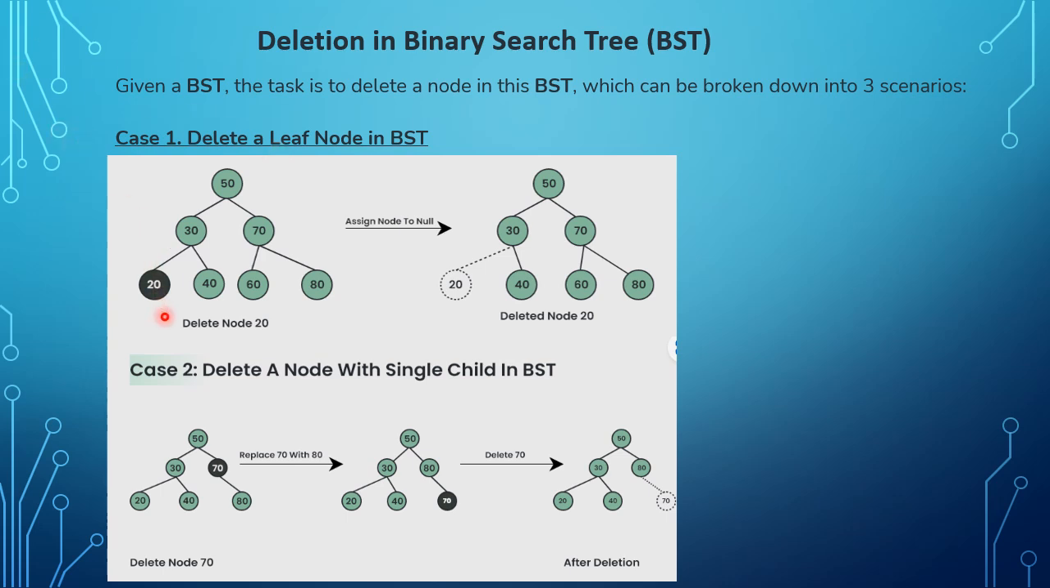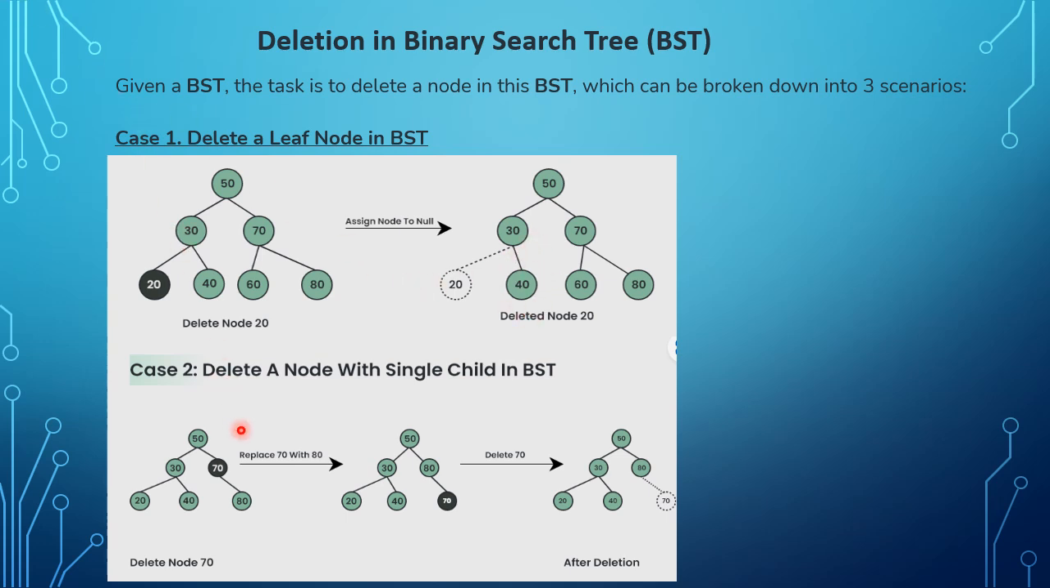To perform this, we directly remove the link of the element with its root node. For example, we have to delete a node 20. 20 is a leaf node. So to delete 20, we directly remove this link from the root node such that this 20 element is deleted, and root node 30 has only one child, that is 40.